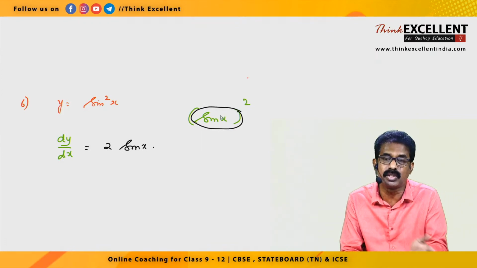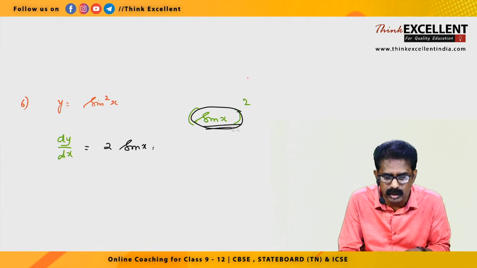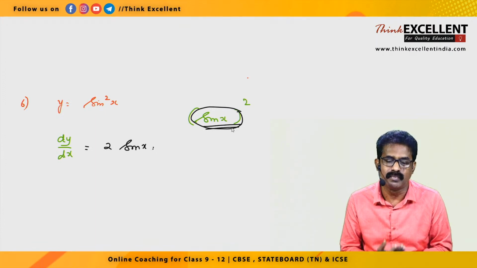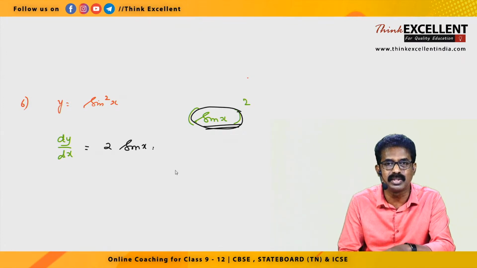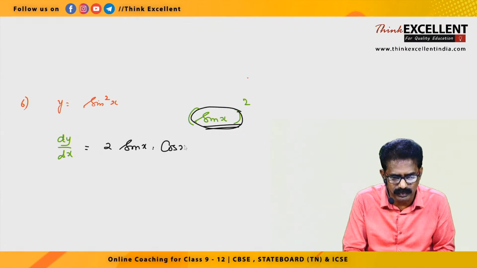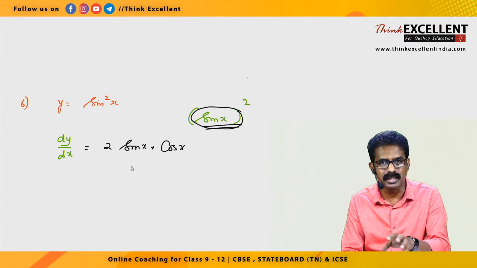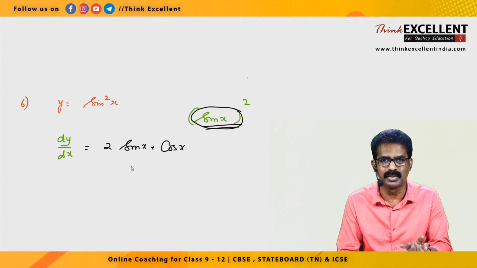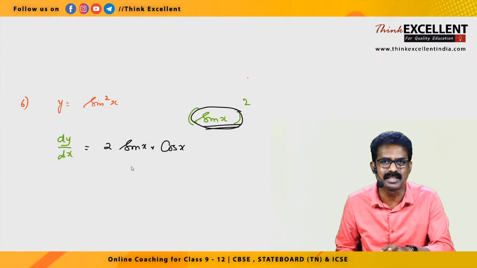X square derivative is 2x, so 2 sin x into, இதோட ஸ்டாப் பண்ணக்கூடாது. எதை xன்னு எடுத்தோமோ அதை differentiate பண்ணணும். We have taken sin x as x, right? So sin x க்கு derivative cos x. So what's your answer? 2 sin x cos x. இதை பார்த்த உடனே 12th standard ஸ்டூடெண்ட்ஸுக்கு ஐடியா வந்துடும்ல. இது எங்கேயோ இது போல பார்த்துருக்கோங்களா? 2 sin x cos x.